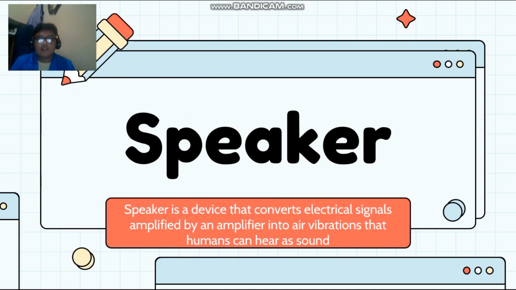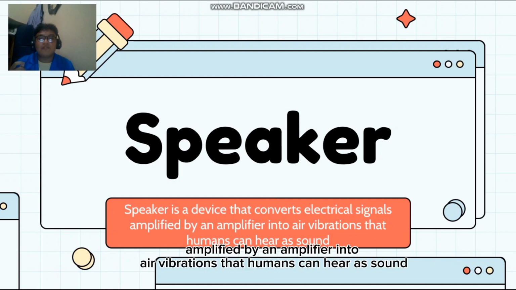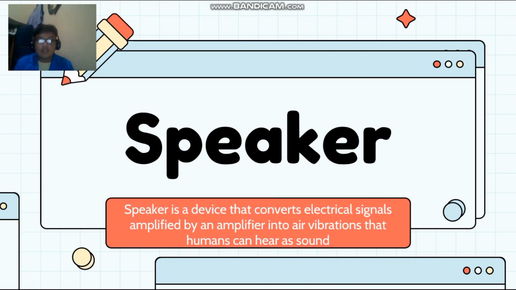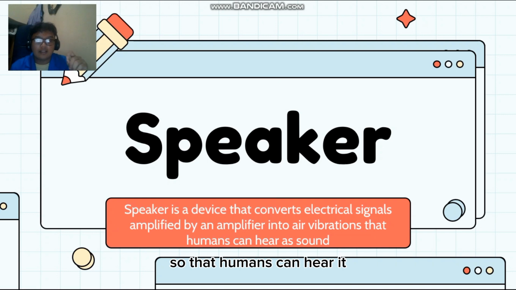Next, we have a speaker. A speaker is a device that converts an electrical signal, amplified by an amplifier, into air vibration that humans can hear as sound. Simply, speakers play an important role like monitors, but the function of a speaker is to produce sound so that humans can hear it.